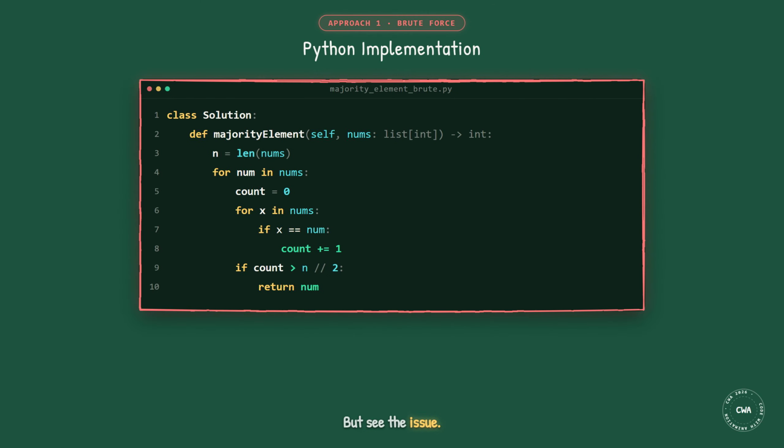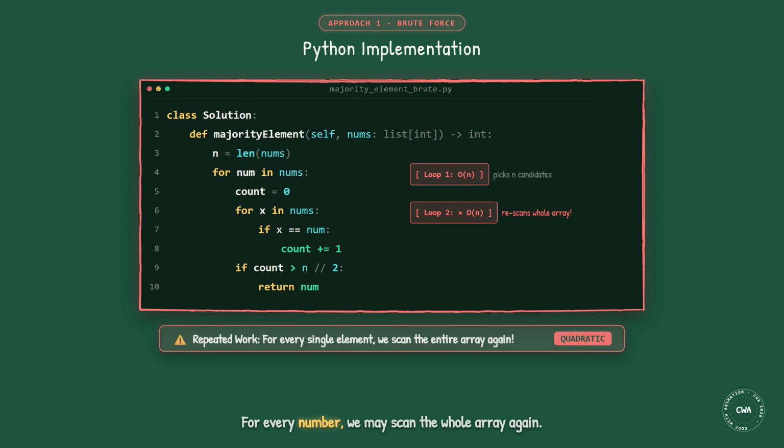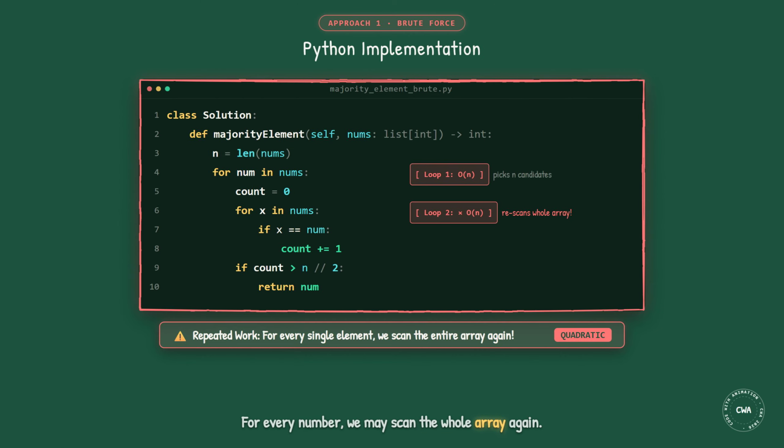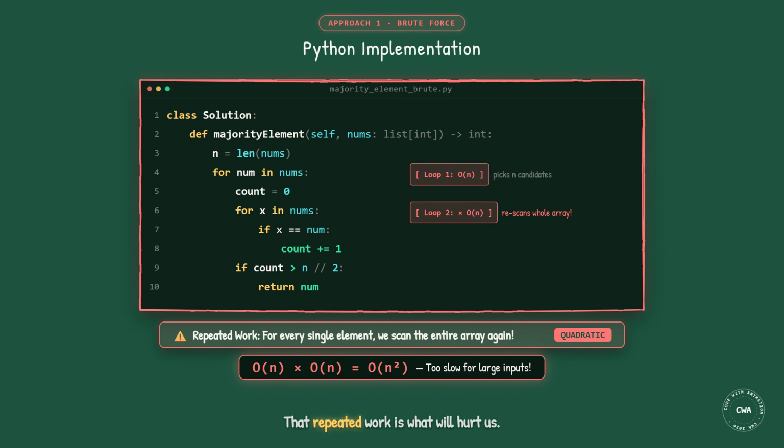But see the issue. We have one loop inside another loop. For every number, we may scan the whole array again. That repeated work is what will hurt us.